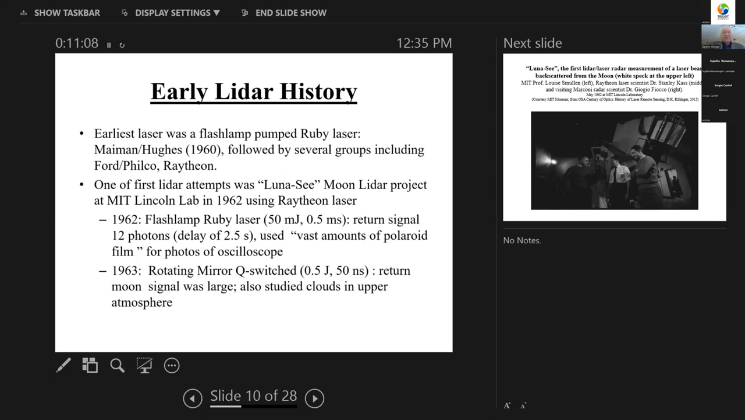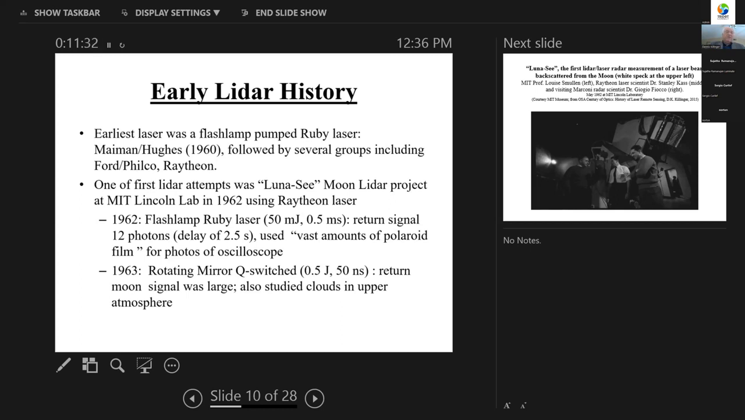They didn't know about that in '62. And so they shined it at the moon and got the return signal. It was delayed by 2.5 seconds, the time going out and coming back. But they only got a signal of around 12 photons, and they had to use huge amounts of Polaroid film in order to measure photographs of the oscilloscope to see where this actual signal was.